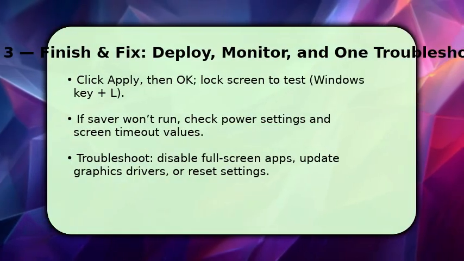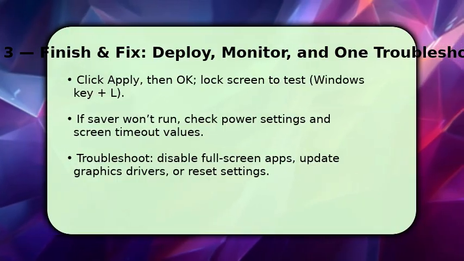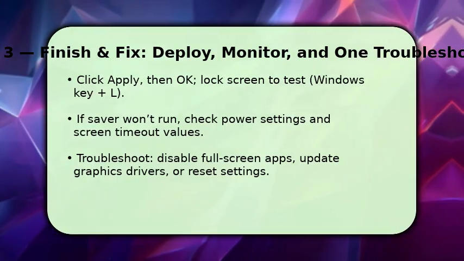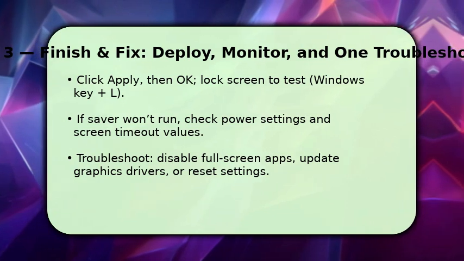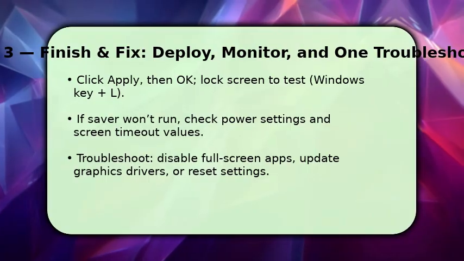Finish by clicking Apply and OK, then lock your PC with Windows key plus L to test the saver flow. Once tested, make sure power settings don't override the screensaver. Display timeout should be longer than the saver wait time.